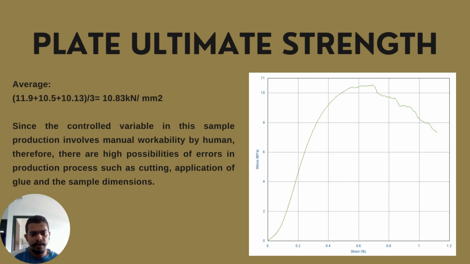Since our graph shows a different trend of result, the yield strength and ultimate strength are taken as the same value. So the average ultimate strength for this aluminum sample is 10.83 kN per mm square. Since the control variable in the sample production involves manual work by humans, which is us, there are high possibilities of errors in the production process, such as cutting, application of glue, and the sample dimensions.